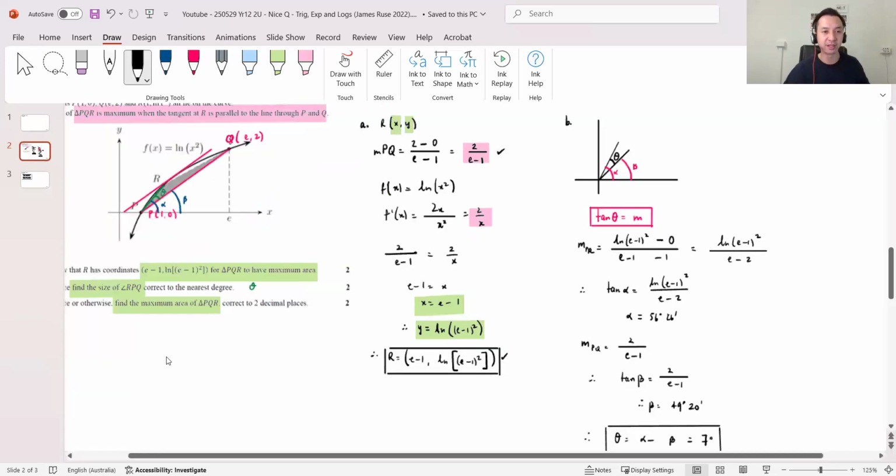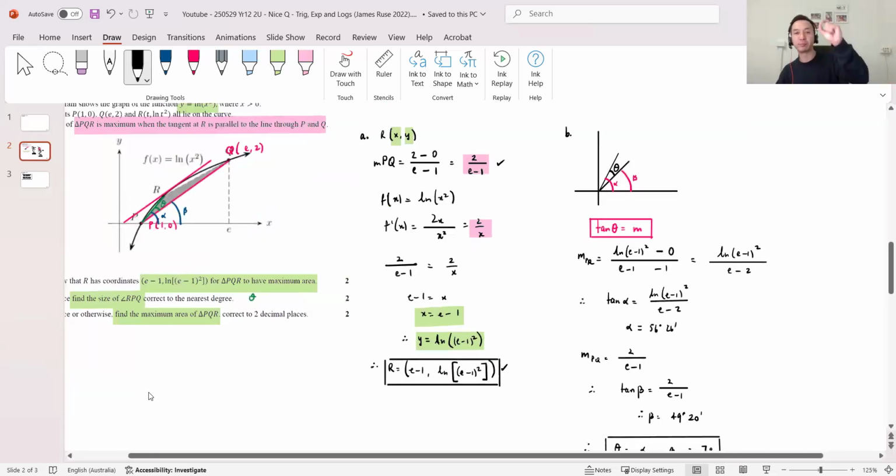And then lastly, find the maximum area. Now, I already know that coordinate R gives the maximum area, so I just need to find the area. Using trigonometry, a half, two sides times the sine of the included angle. So I just need to find the distances PR and PQ.